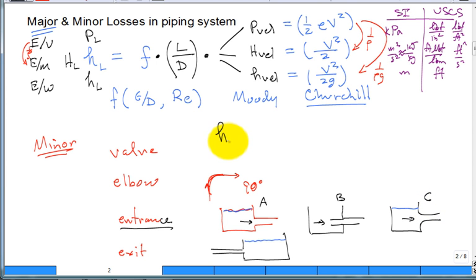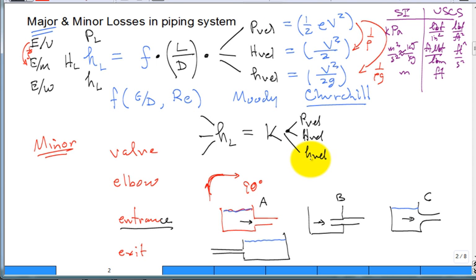Now, what we're going to do to model the minor losses is take the head loss, and I could put it in three different forms, just like we talked about right here for the major head loss. It is equal to a loss coefficient times some velocity pressure or velocity head, I'll put a cap H velocity, or some other velocity head.